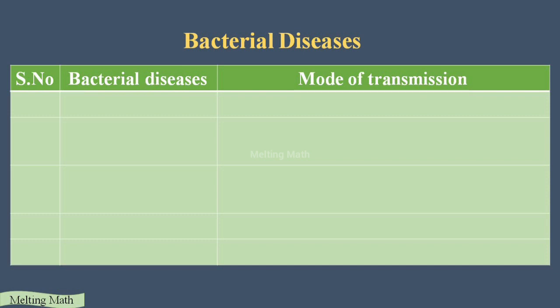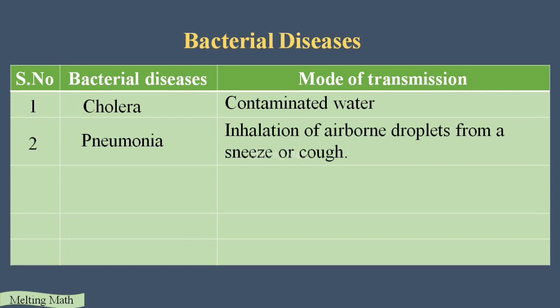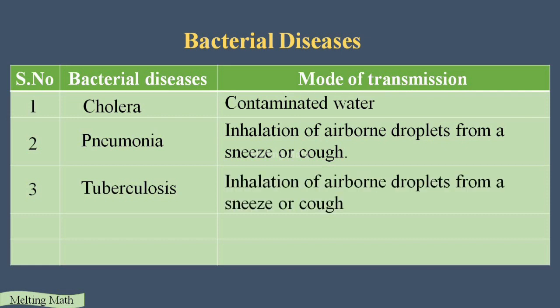First, see the mode of transmission of cholera. That's contaminated water. If you drink contaminated water, bacteria affect your body. Next one is pneumonia. Its mode of transmission is inhalation of airborne droplets from a sneeze or a cough. Next one is tuberculosis. Its mode of transmission is inhalation of airborne droplets from a sneeze or a cough. It's similar to pneumonia only.